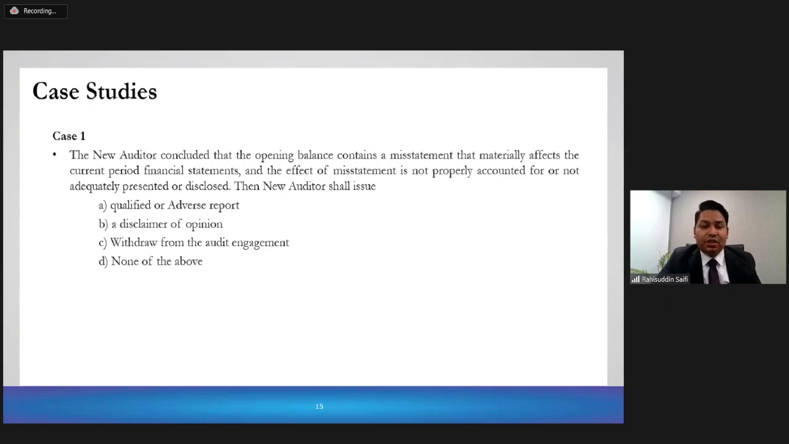Option B, a disclaimer of opinion. Option C, withdraw from audit engagement, resign. Option D, none of the above. The answer is A, qualified or adverse report, if not resolved by the management, and if the numbers are affected due to the material misstatement.